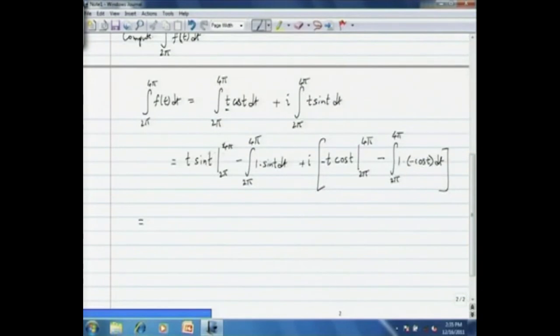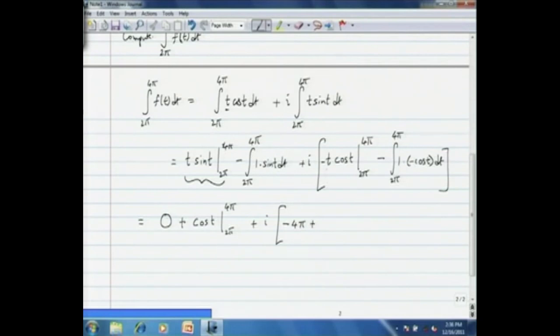So, this gives you sin t, which is 0 either at 4 pi or 2 pi. So, this piece vanishes, and then minus the integration of sin t, which is negative cosine t. So, you get positive cosine t, minus times minus is a plus, between 2 pi and 4 pi, plus i times, once again here you get minus 4 pi cosine 4 pi, which is 1, minus minus.